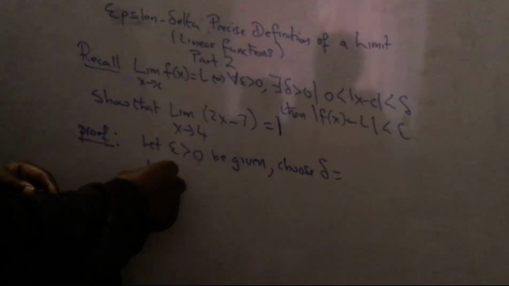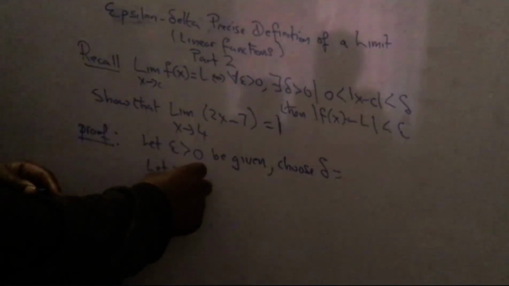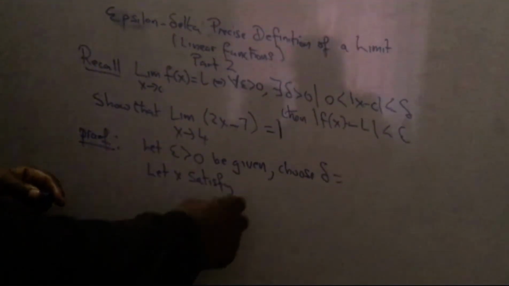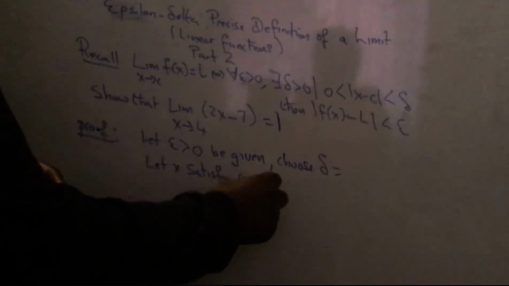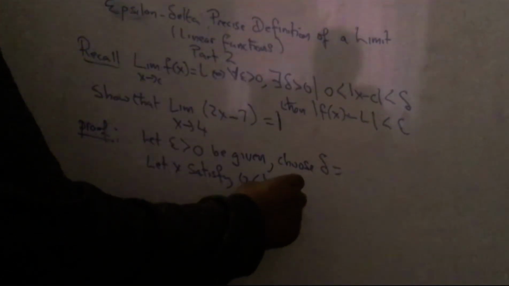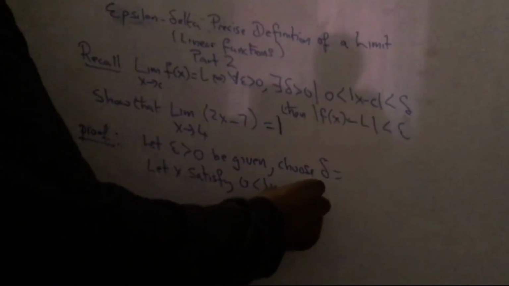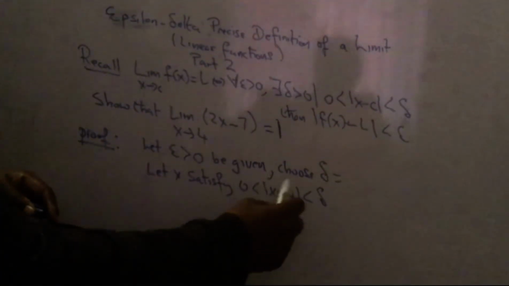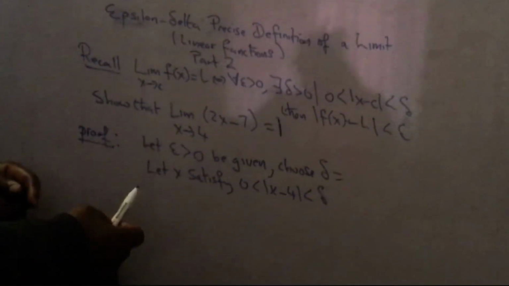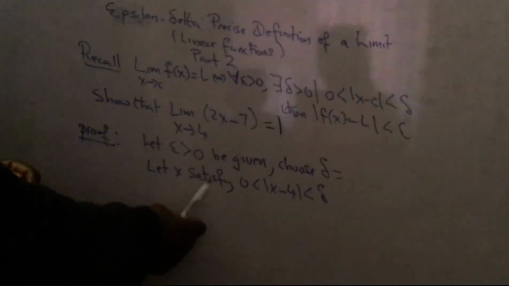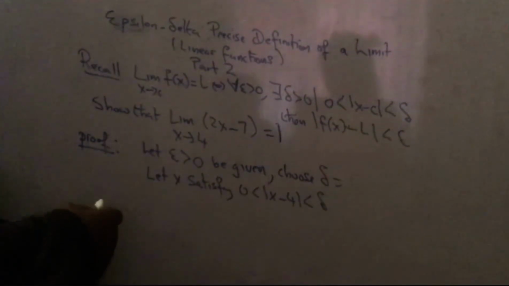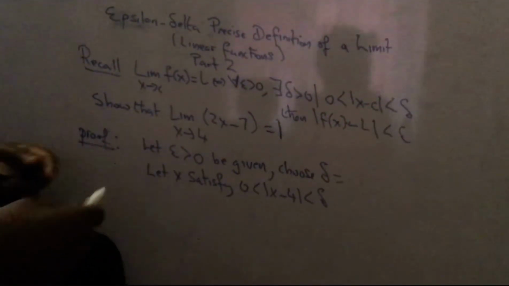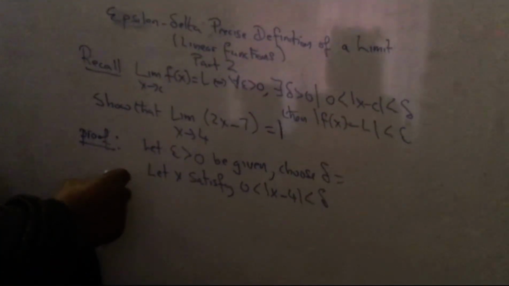And let x satisfy this condition: absolute value of x minus 4 is less than delta. By the way, this is called the hypothesis. So let x satisfy this condition, and then we're going to actually do the proof, right?